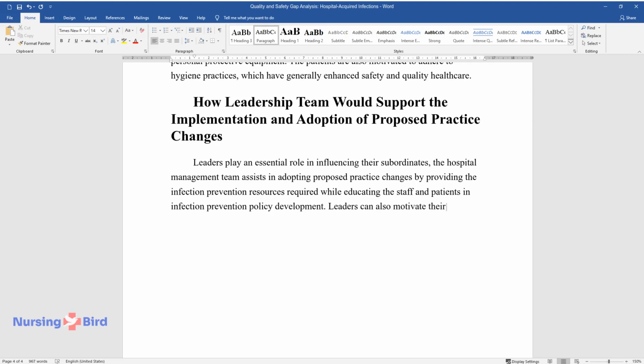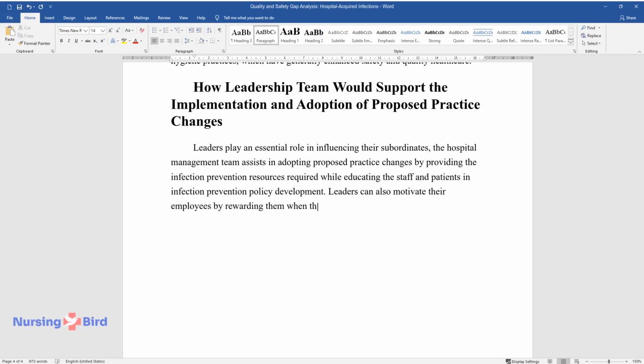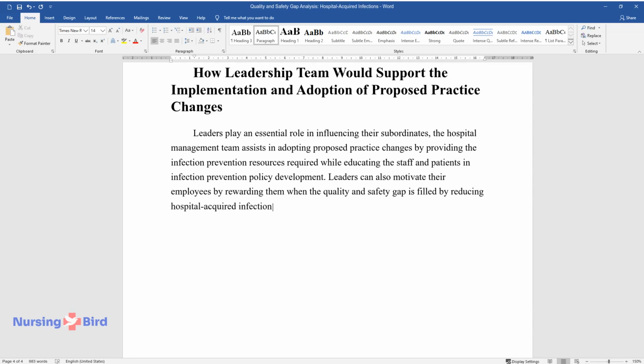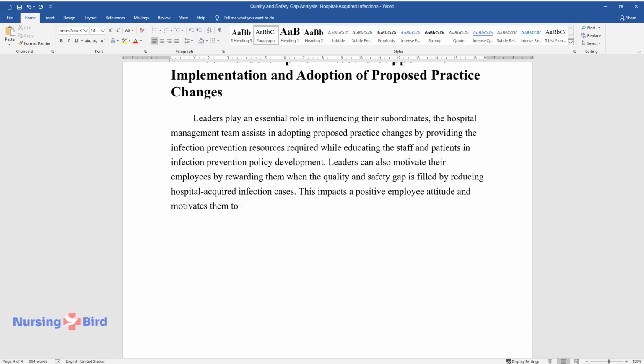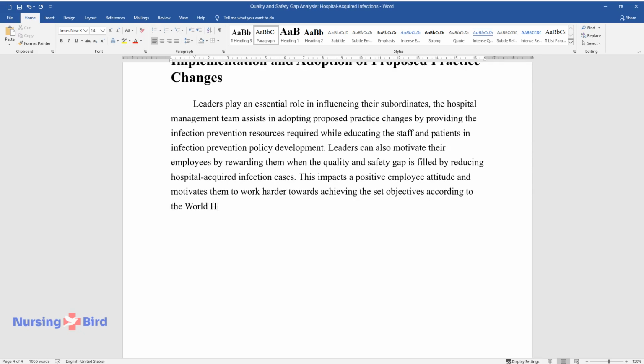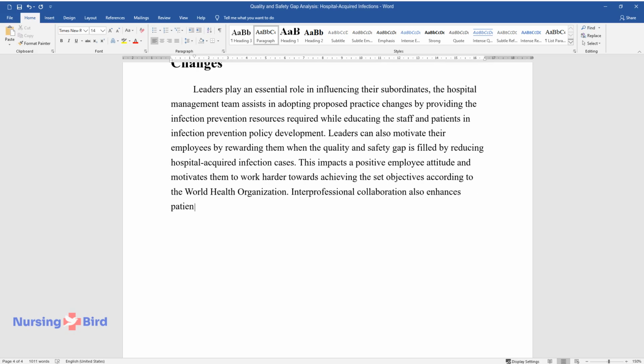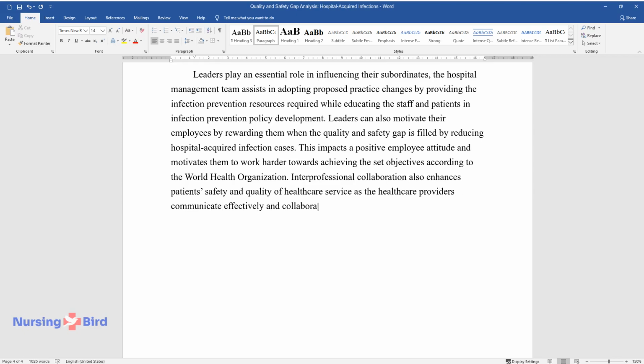Leaders can also motivate their employees by rewarding them when the quality and safety gap is filled by reducing hospital-acquired infection cases. This impacts a positive employee attitude and motivates them to work harder towards achieving the set objectives according to the World Health Organization. Interprofessional collaboration also enhances patients' safety and quality of healthcare service as the healthcare providers communicate effectively and collaboratively to decide the best way a patient can be managed.